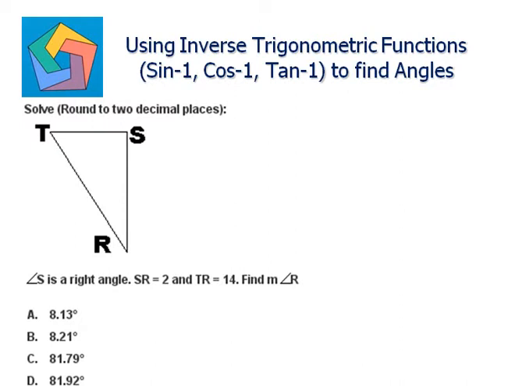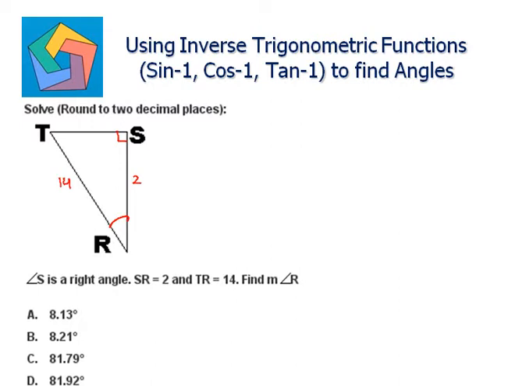We have triangle TSR here. Angle S is a right angle. SR is 2 and TR is 14. Find the measure of angle R. This measure we need to find. Now, in order to take this measure, this is the base angle, angle R.